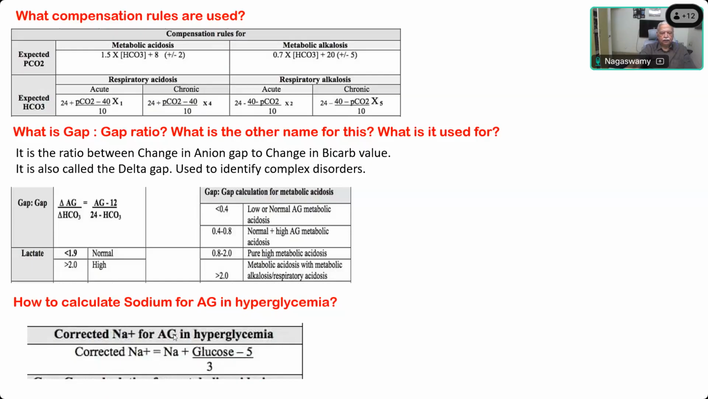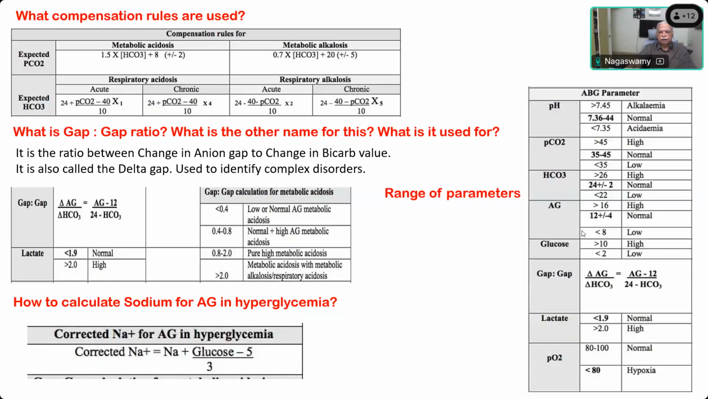Otherwise, you will have a falsely low sodium value, which will not give you the correct picture of the gap or the delta. Sir, that is glucose in millimole per liter only, no, sir? Millimoles per liter. Okay, sir. Not in milligram. Okay.